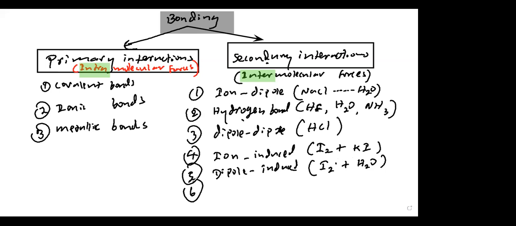Then number 6. Induced dipole, someone asked about that question. So what is induced dipole? Induced means it is induced by the other party, like I minus making the I2 induce a dipole. Then the next one: induced dipole and induced dipole. Induced and induced. Sometimes we call this dispersion forces, or sometimes it's also known as London forces.